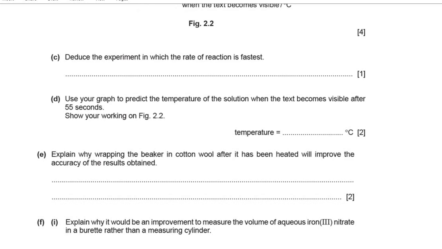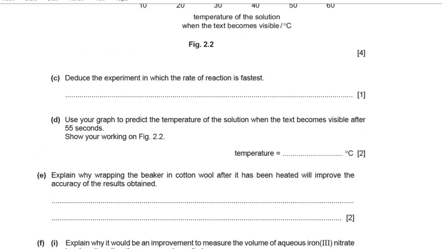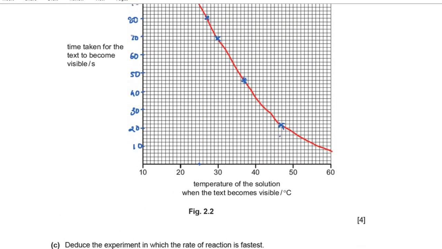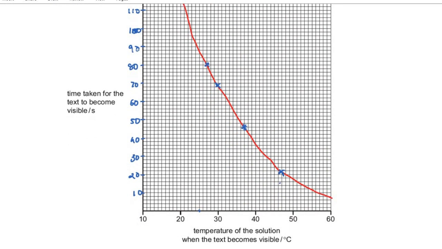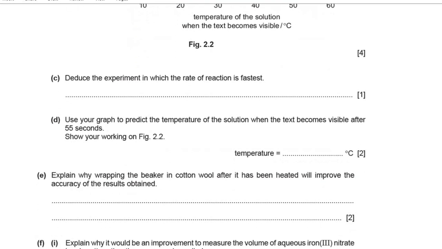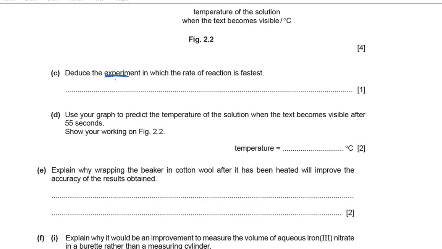So let's go ahead with the next question, which says to deduce the experiment in which the rate of reaction is fastest. If we are talking about rate of reaction, the one that takes the least seconds is going to be the fastest reaction. So let's see which is taking the least time. Here we can see that 5 experiments were conducted, and the least time was taken by the last experiment, the 5th experiment with the highest temperature. So what we can write is the answer to the question they have asked.